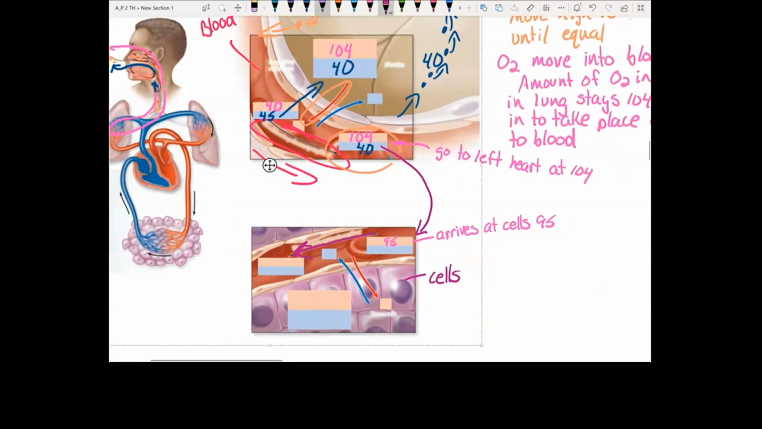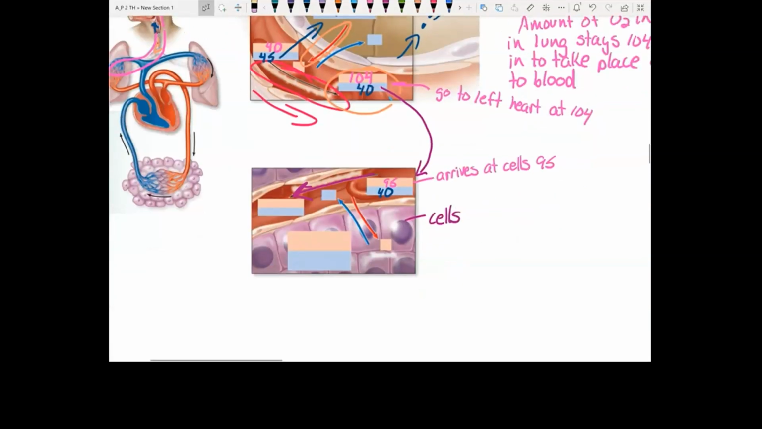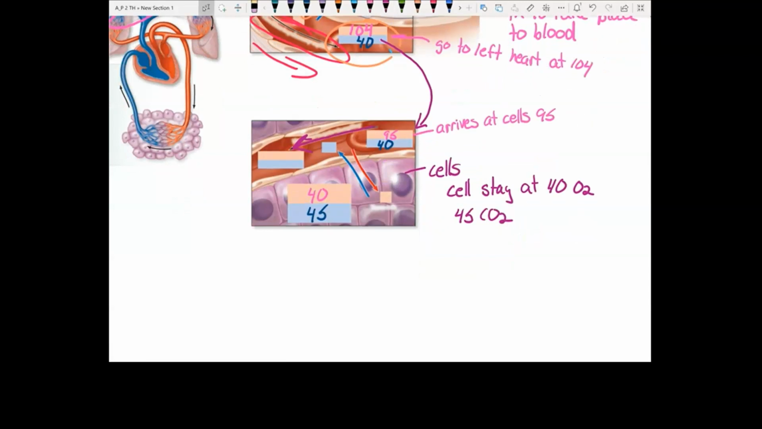Okay, so back to here. Your carbon dioxide is 40 because it's the blood leaving the lungs coming out here. Now we're going to exchange with the cells. In your cells, the oxygen level is 40 and the carbon dioxide level is 45. This is a constant. Your cells stay at 40 for oxygen and 45 for the partial pressure of carbon dioxide. This is because making ATP is constant.